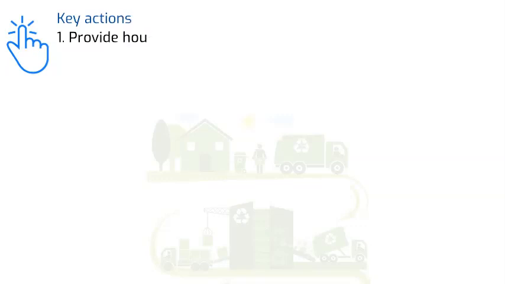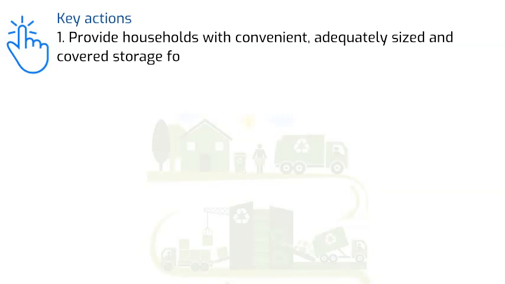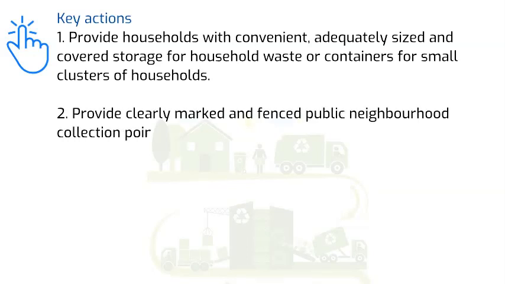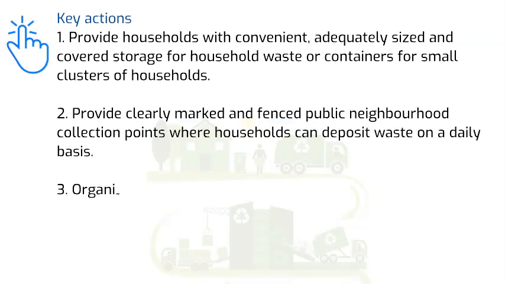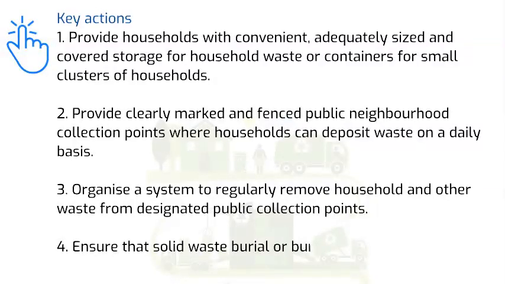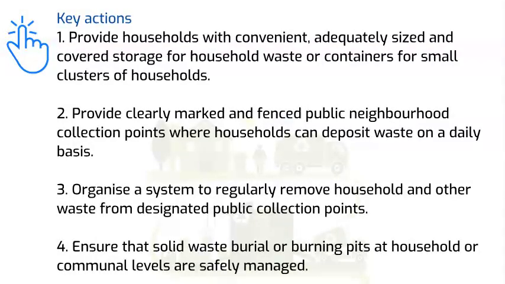Key actions. 1. Provide households with convenient, adequately sized and covered storage for household waste or containers for small clusters of households. 2. Provide clearly marked and fenced public neighborhood collection points where households can deposit waste on a daily basis. 3. Organize a system to regularly remove household and other waste from designated public collection points. 4. Ensure that solid waste burial or burning pits at household or communal levels are safely managed.